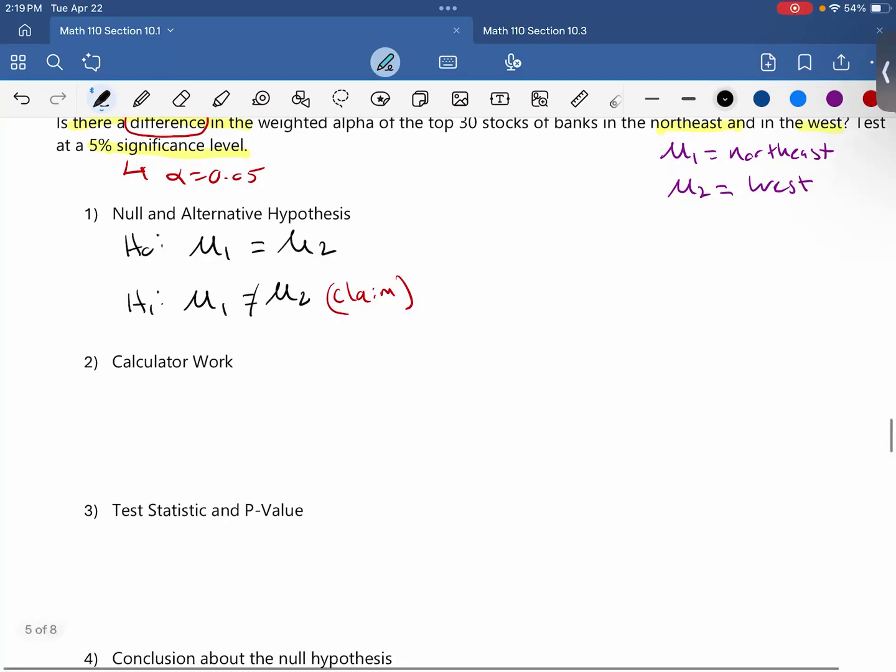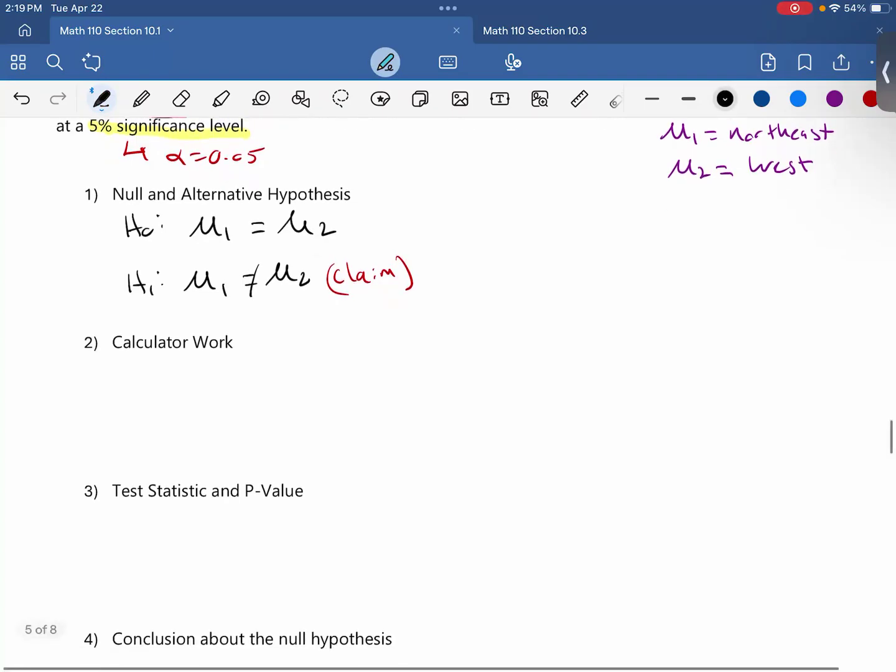So step two is our calculator work. Remember, we're using two populations here and we're looking at their means. So we want to use a two sample t-test. Let's write that out: two sample t-test.